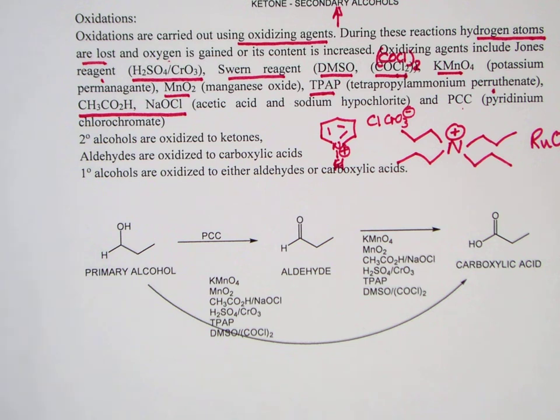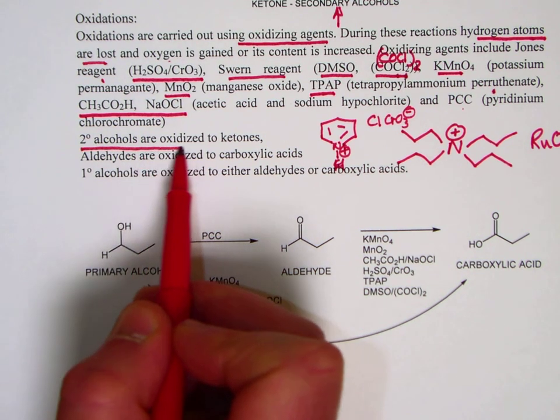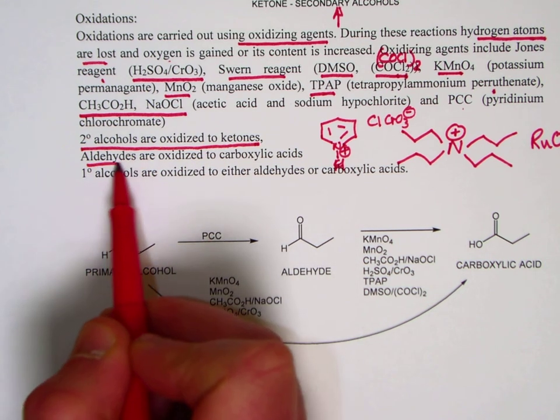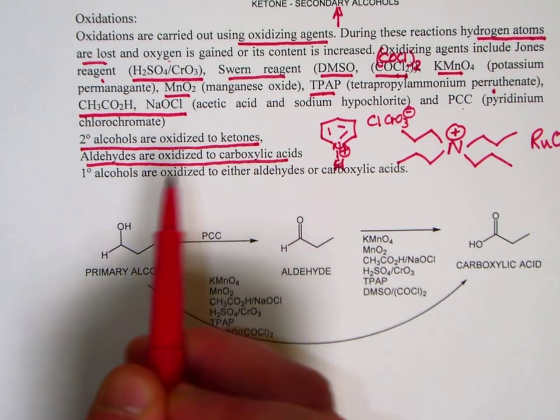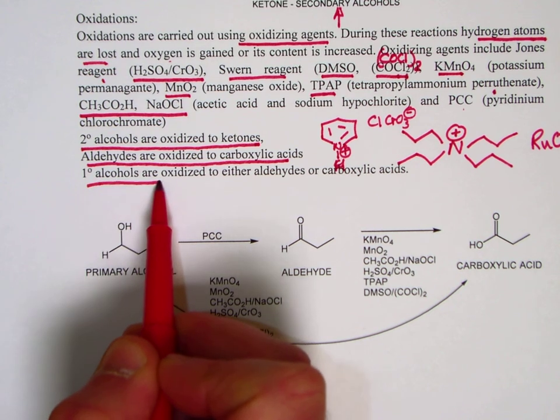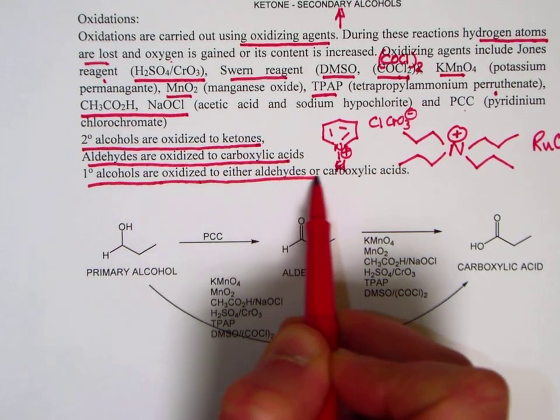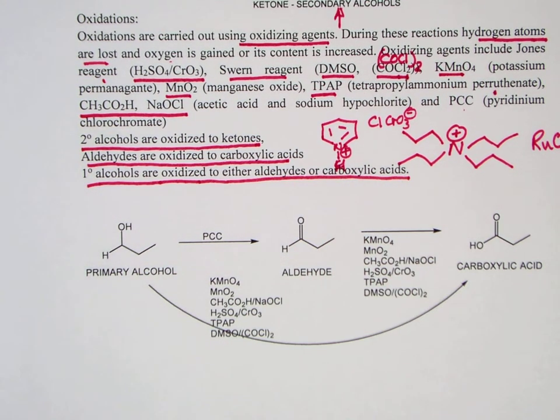Now, the reverse of what we already saw with reductions is going to be possible here. Secondary alcohols are oxidized to ketones, aldehydes are oxidized to carboxylic acids, and primary alcohols are oxidized to either aldehydes or carboxylic acids, depending on the reagent of choice.